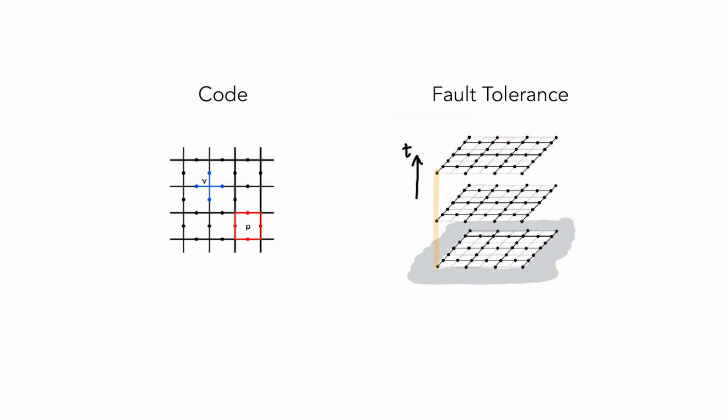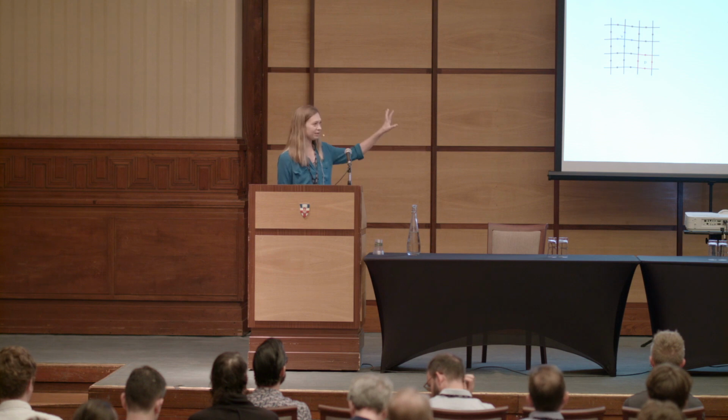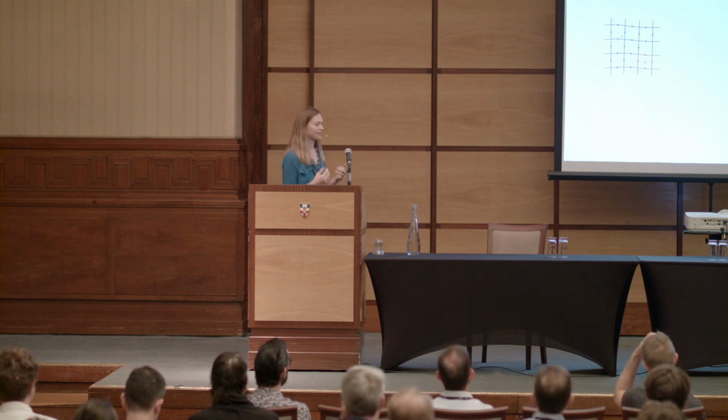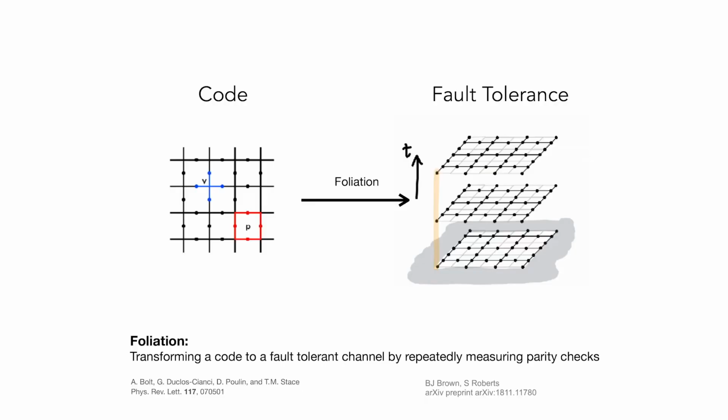But generally speaking, the way we get to fault tolerance is to start with a code and then figure out some set of operations that we can do on it to build a fault tolerant scheme out of it. This picture represents the most standard example, which is to start with a square surface code and then make repeated measurements on it to build up a fault tolerant set of information. This process, which I'm sure everyone here is familiar with, was described in a paper by Bolt and others a few years ago as foliation.